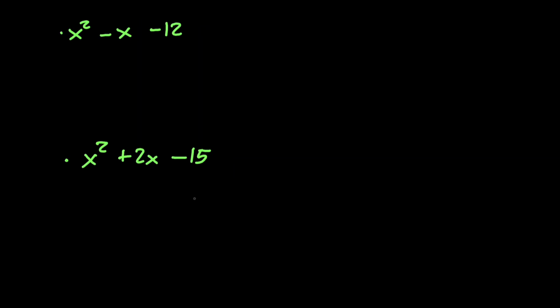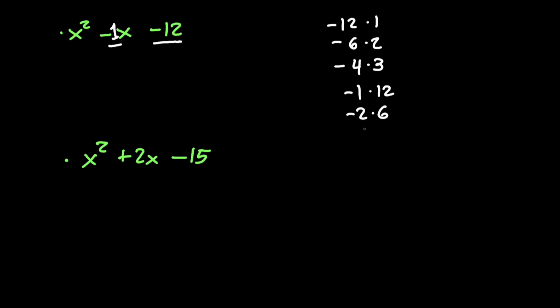Let us start with more examples. X squared minus x minus 12. So we're going to find the multiples of 12 that add to negative 1, because the middle coefficient is automatically negative 1. So it would be negative 12 times 1, negative 6 times 2, negative 4 times 3. Or it could be the other way around. It would be negative 1 times 12, negative 2 times 6, or negative 3 times 4.